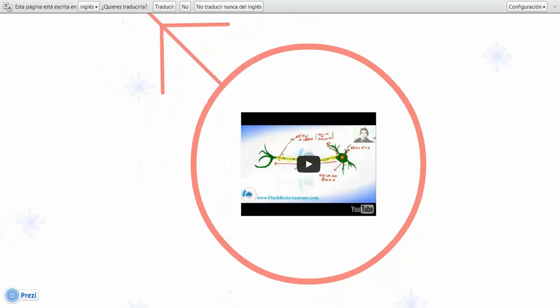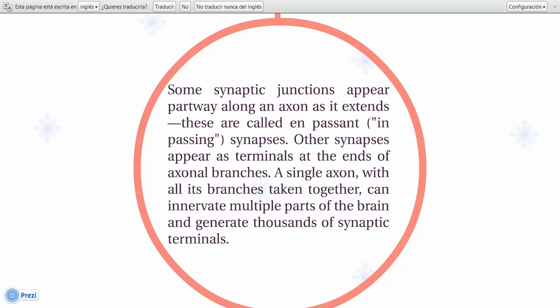Some synaptic junctions appear partway along the axon as it extends. These are called en passant, or in-passing, synapses. Other synapses appear as terminals at the ends of the axonal branches. A single axon with all its branches taken together can innervate multiple parts of the brain and generate thousands of synaptic terminals.